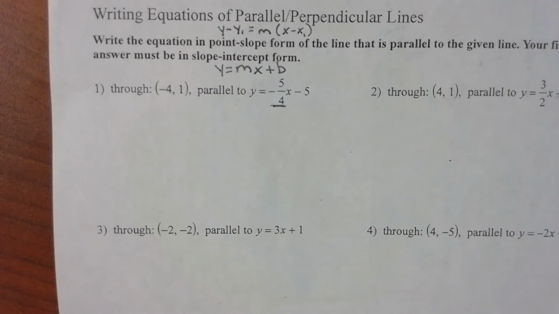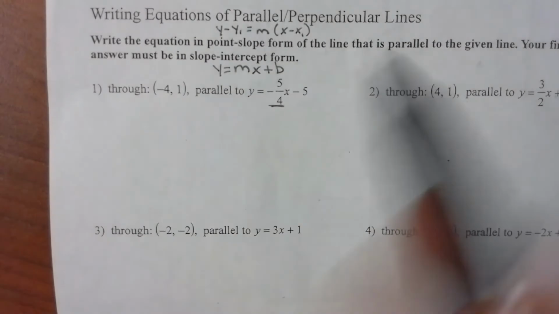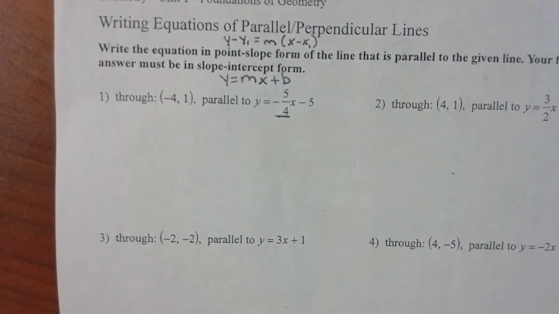Guys, the best way to learn a new equation is to write it down every time you have to. Don't fill it in. Write down the equation first. Then you'll have it memorized by the time you're done with this worksheet. My y1 is 1. My slope is going to be negative 5 over 4. Minus my x1 is negative 4, so I have minus the negative 4.